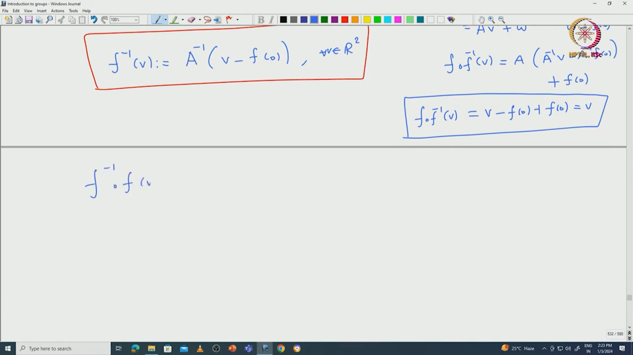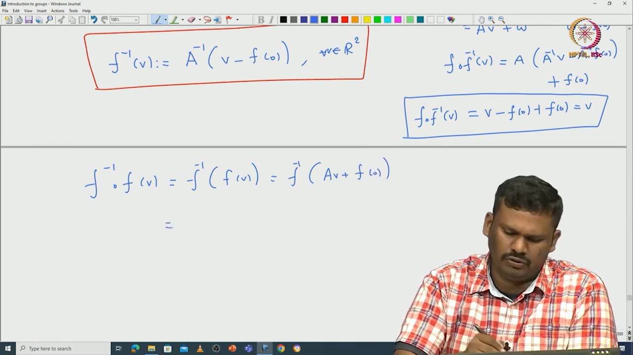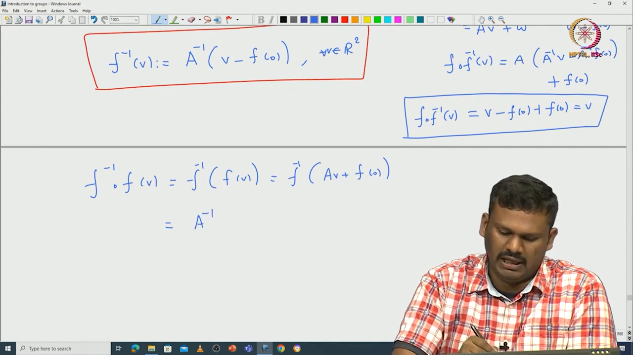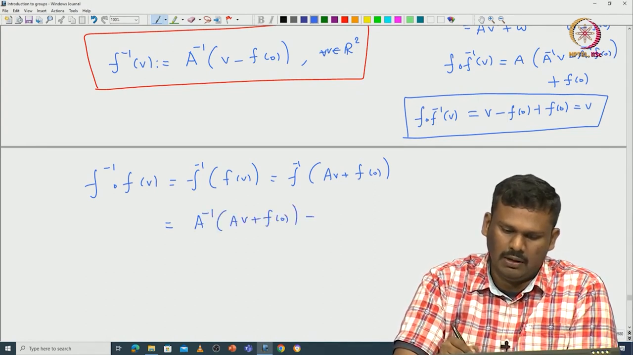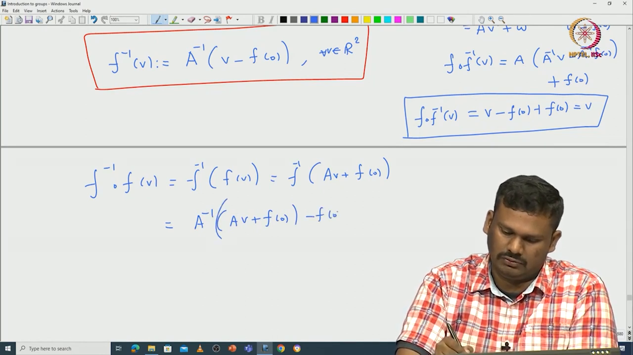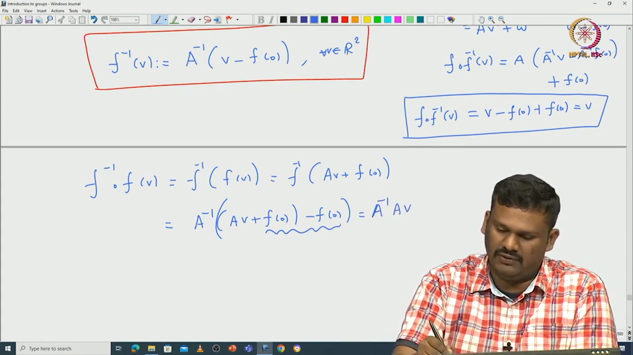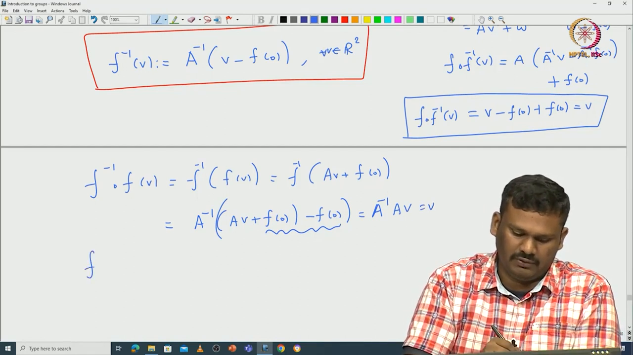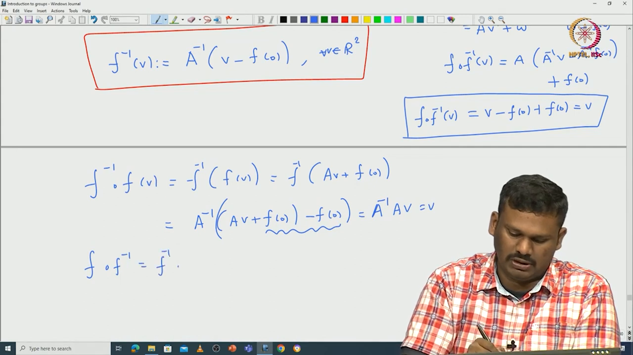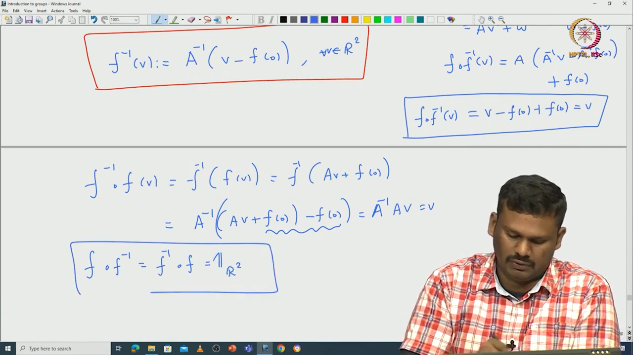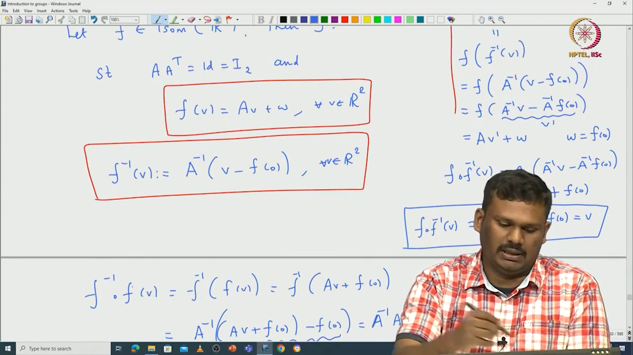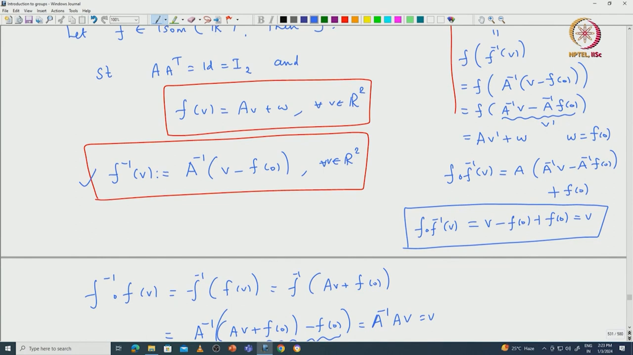F inverse composition F of V is going to be F inverse of F of V. But note that F of V is nothing but AV plus F of 0. So now if you use the formula, then what you get is exactly A inverse times AV plus F of 0 minus F of 0. So now this F of 0 and this F of 0 will get cancelled. Then all you get is A inverse AV, which is V. So this proves F composition F inverse and F inverse composition F are nothing but the identity map on R2. Okay. So now this proves that as a set theoretic map, F inverse is indeed the inverse of F.